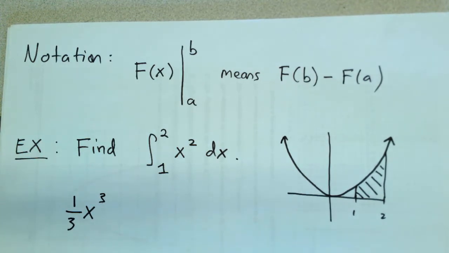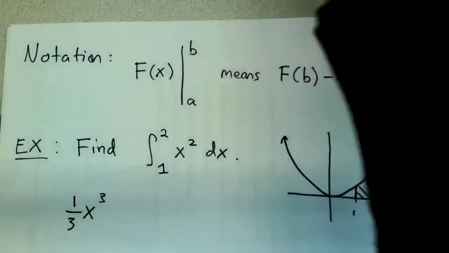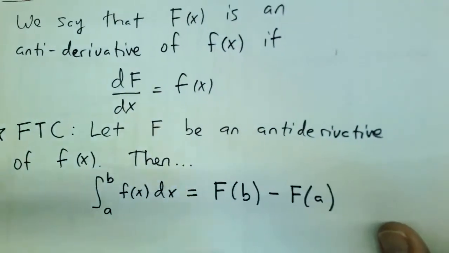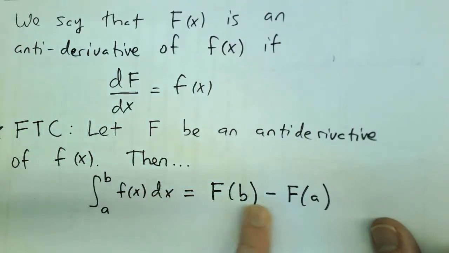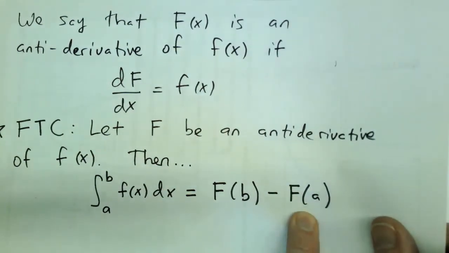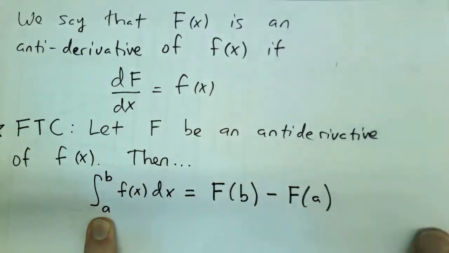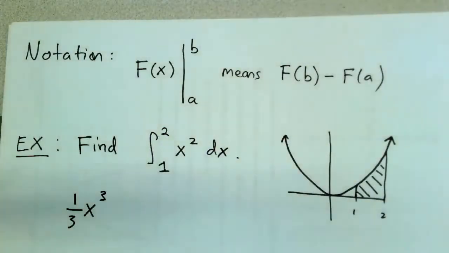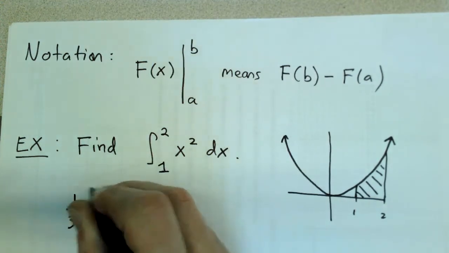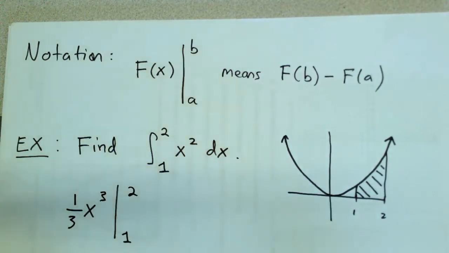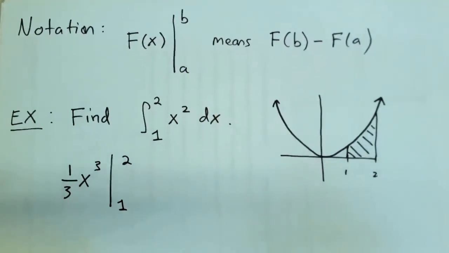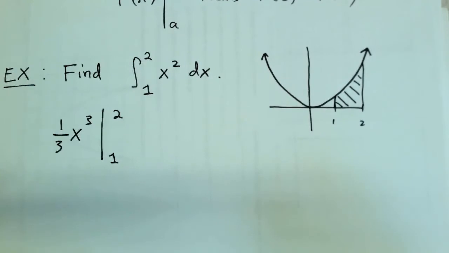Good. And the fundamental theorem says what you need to do is take that antiderivative and evaluate it here at the upper limit, and then subtract that same function evaluated here at the lower limit. Using this new vertical bar notation, I could write that succinctly as this function evaluated from 1 to 2. Is that okay?